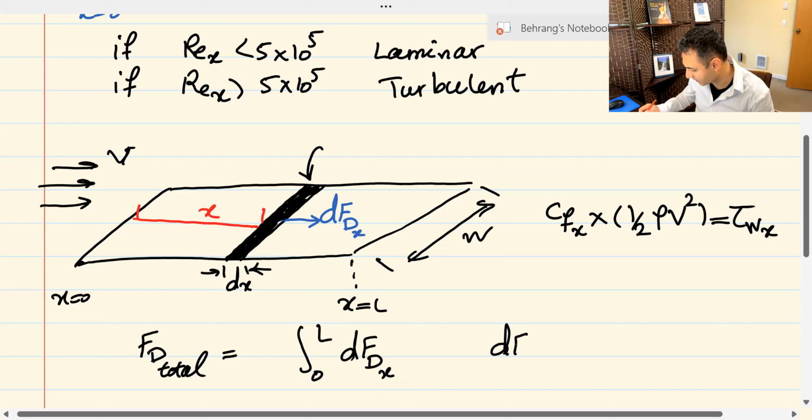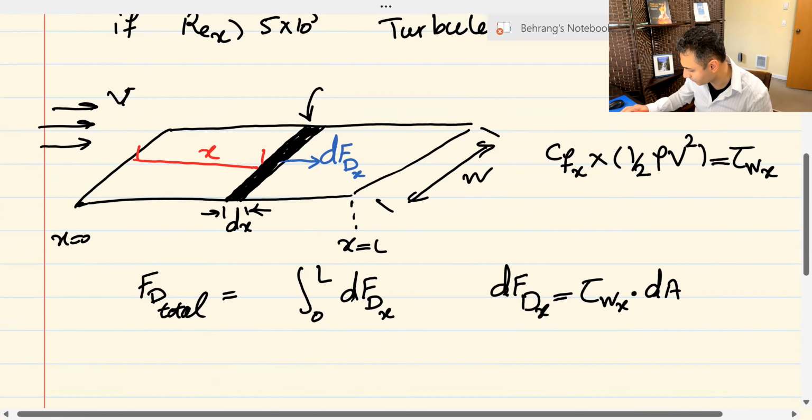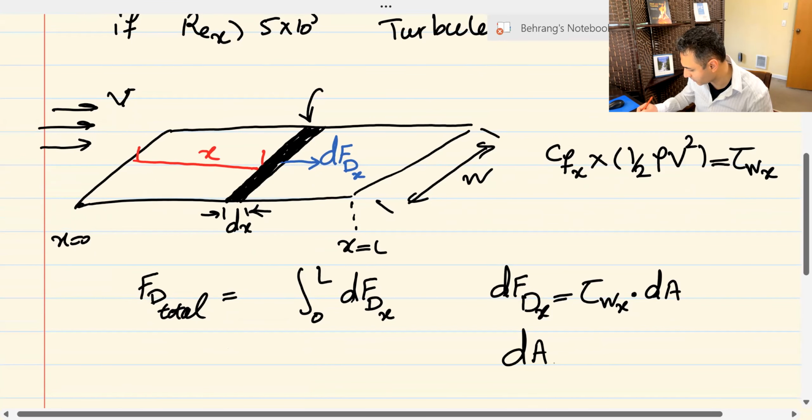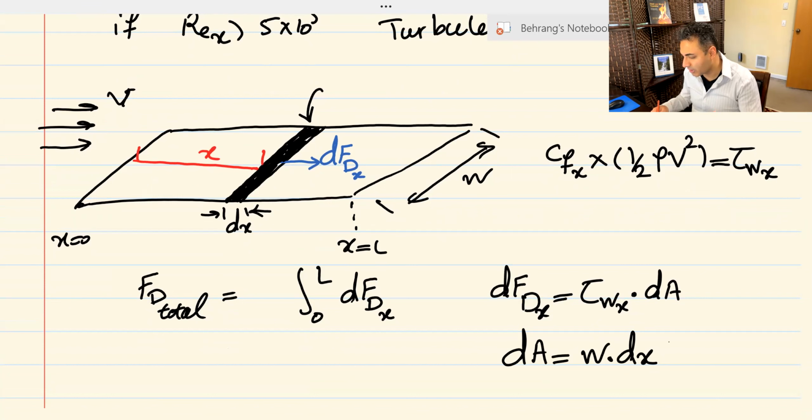What is dF? dF is basically the local shear stress, tau sub x, times dA. In this particular case, for this problem, you can see that dA is just W times dx. So make sure that you understand this concept. You can pause the video, go back and rewatch this again, and make sure that you got this concept.